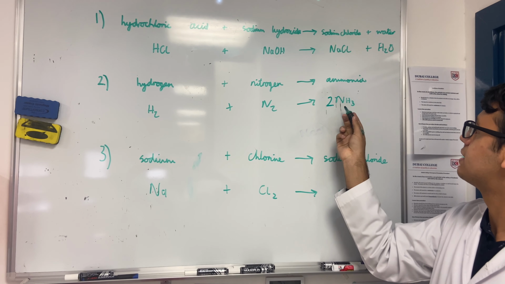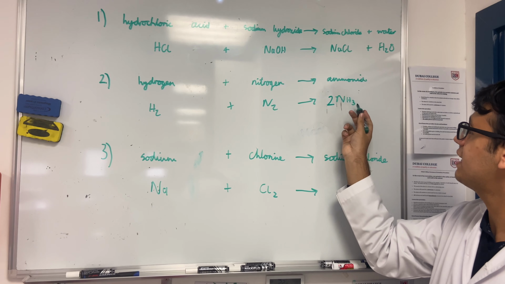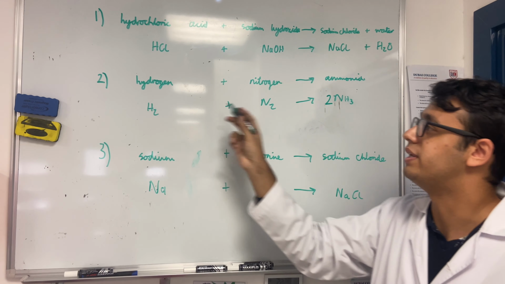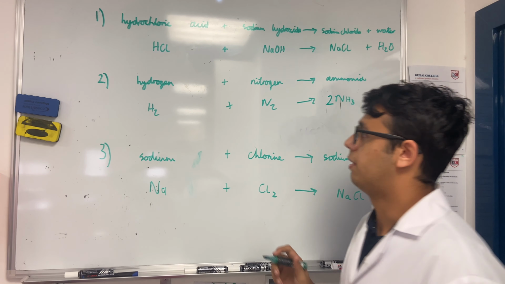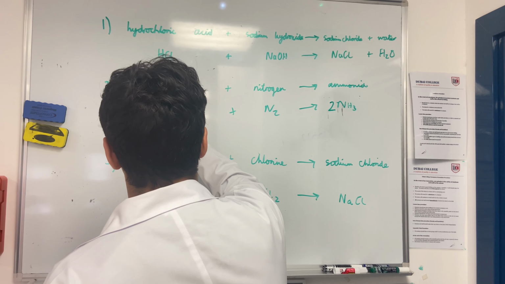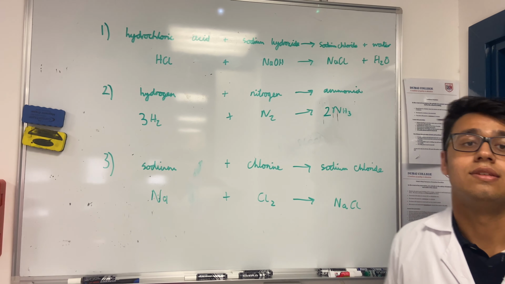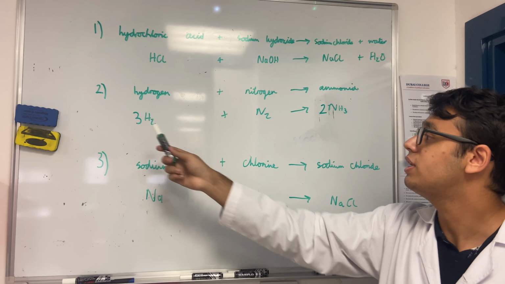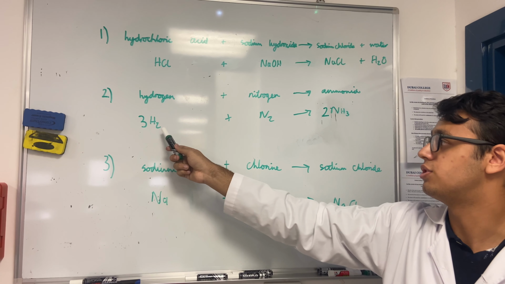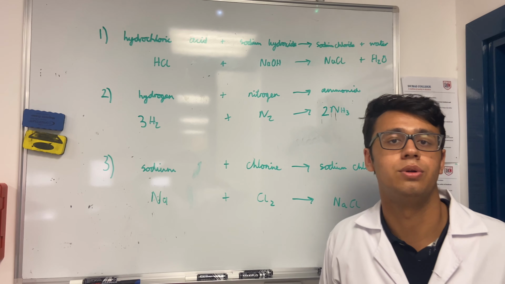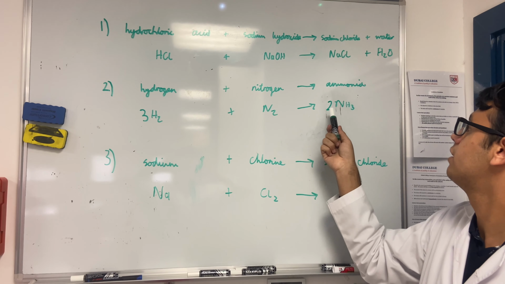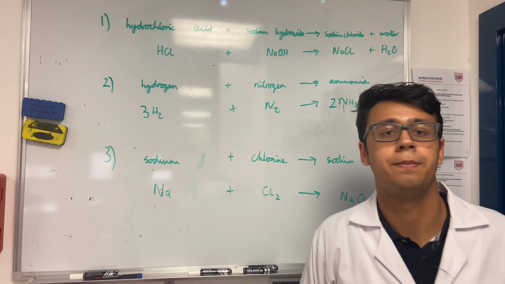But then you'll notice that I actually have 6 hydrogens on the right, but only 2 on the left. But I can solve that by adding a 3 in front of the H2. So what this actually is, when the reaction is balanced, is 3 molecules of hydrogen gas reacting with 1 molecule of nitrogen gas to make 2 molecules of ammonia.